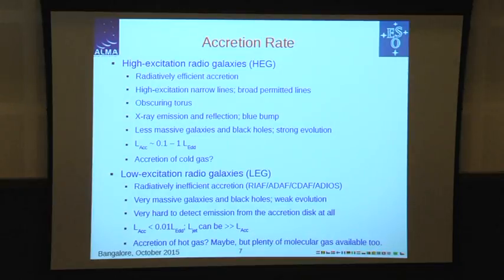There is a suggestion that this is powered directly by accretion of the hot phase of the gas close to the nucleus. I'm slightly skeptical of this because all of the low excitation galaxies also have a rather complex multi-phase medium with cold molecular gas and warm molecular gas and possibly even neutral hydrogen. So I'm not sure that the accretion directly from the hot phase is exactly what's going on. But nevertheless, the accretion rate is much, much lower than it is in the high excitation objects.